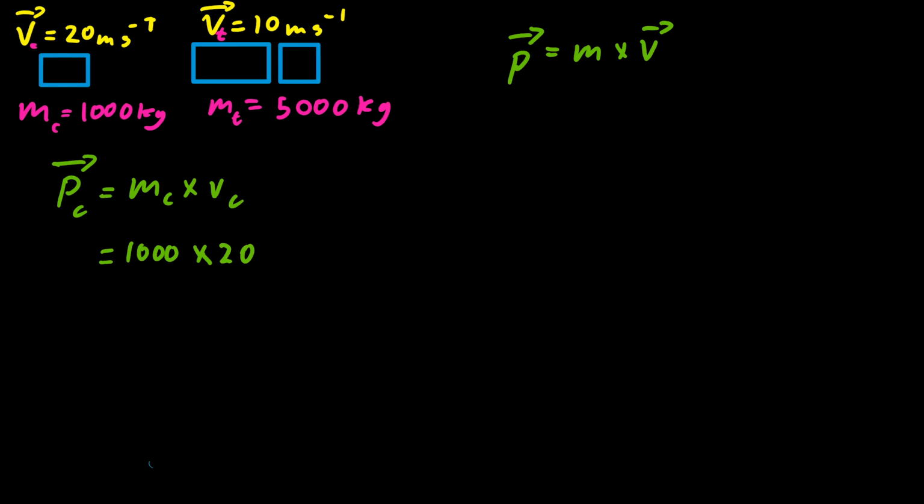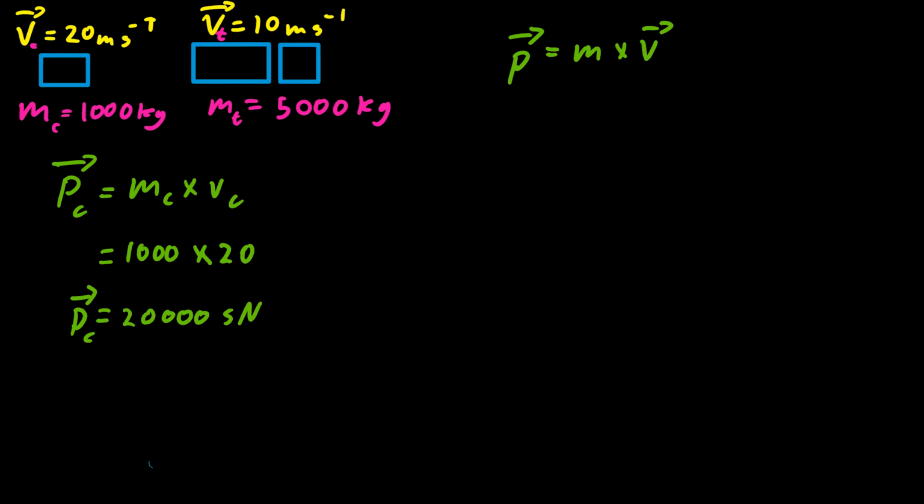We keep following that through, we'll have 20,000. Now here's where we could use either the kilograms meter second to the negative 1 or convert that into sec newtons, 20,000 sec newtons. So the momentum of our car, if I could type neatly, was equal to 20,000 sec newtons.